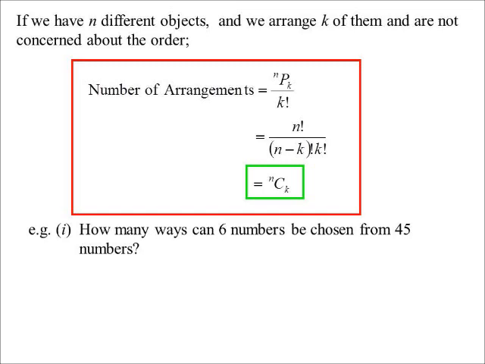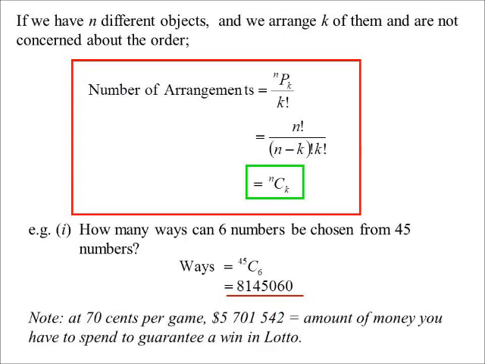So how many ways can you select 6 numbers from 45? Well, there's 45 numbers. We're going to select 6 of them. We don't care about the order, so it's a combination. So there are 8,145,060 possibilities. Now, by the way, if you were going to play Lotto, it's 70 cents a game.